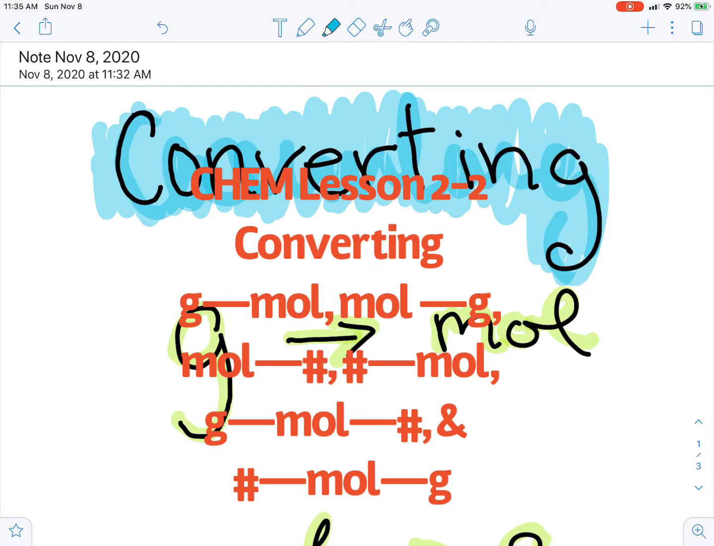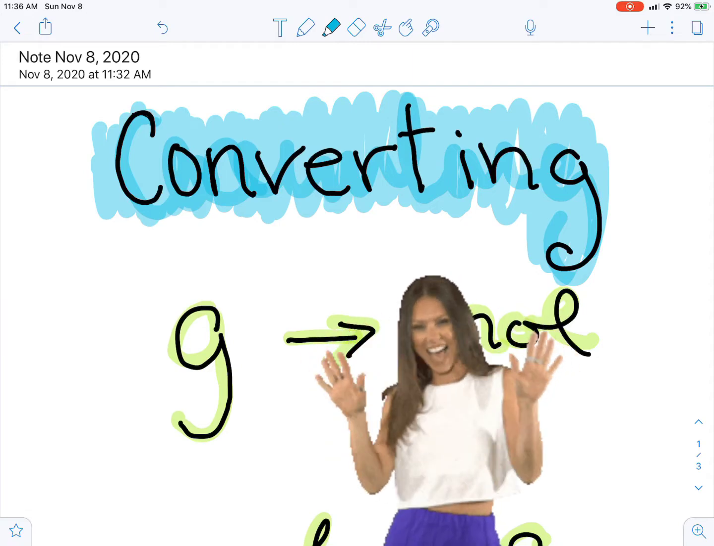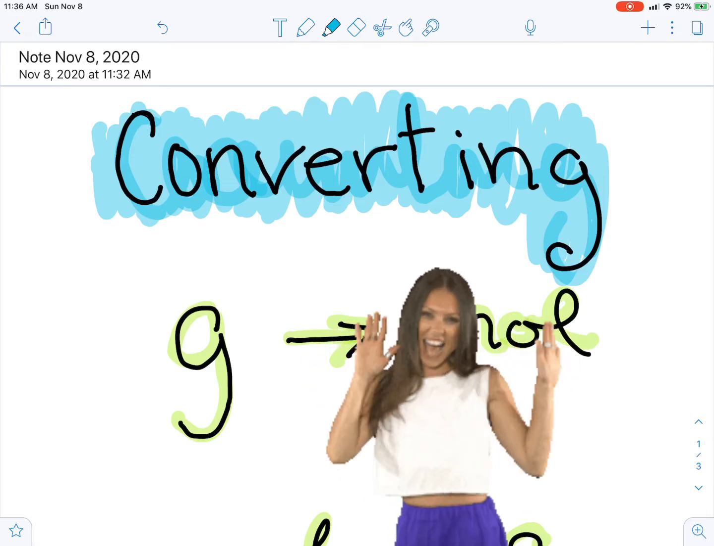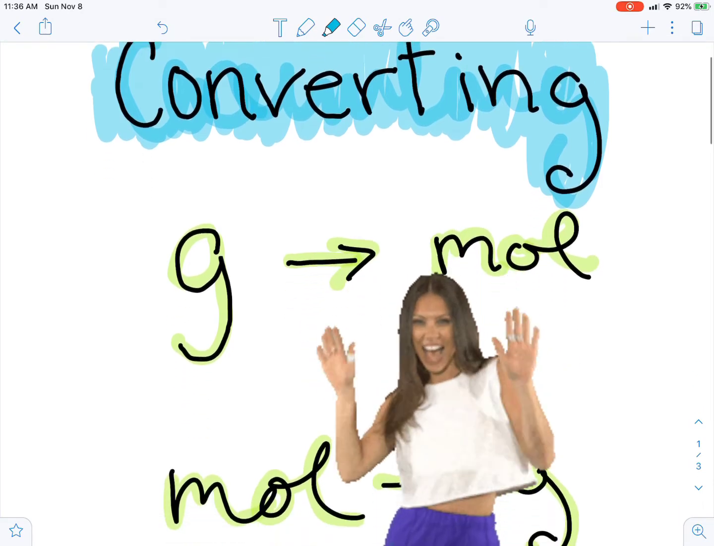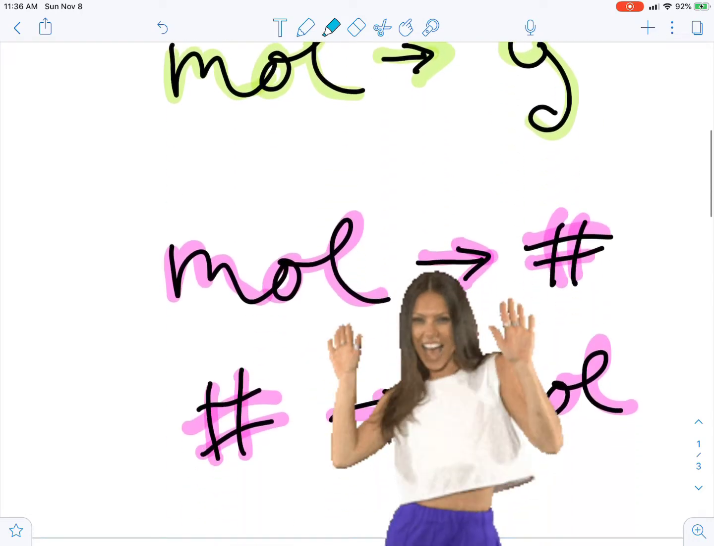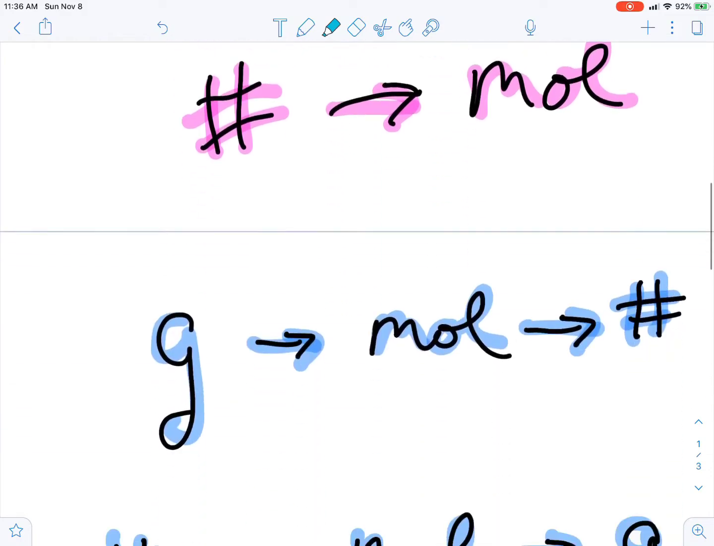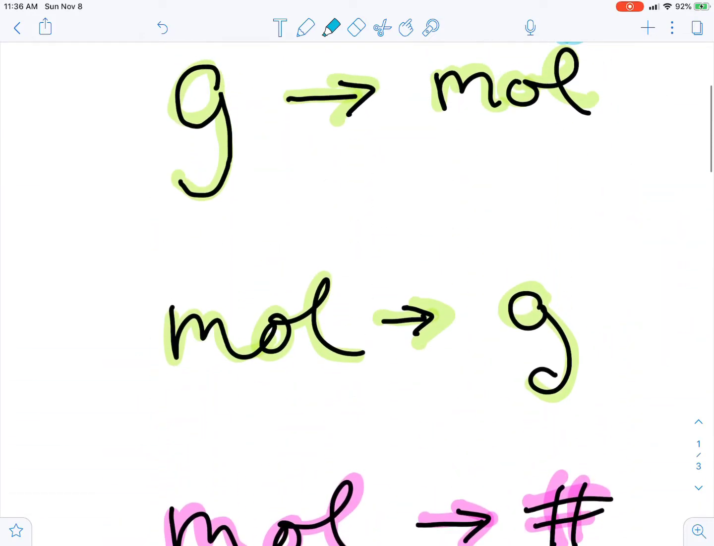Today is chemistry lesson 2.2. And today we're going to learn how to convert chemistry things, not just weird distances and times, but we're going to change grams into moles. We're going to change moles into grams. We're going to change moles into the number of particles. We're going to change the number of particles into moles, and then we're going to go a big step where we'll go from grams to moles to the number of particles, and the number of particles to moles to grams. So let's just get started on this.